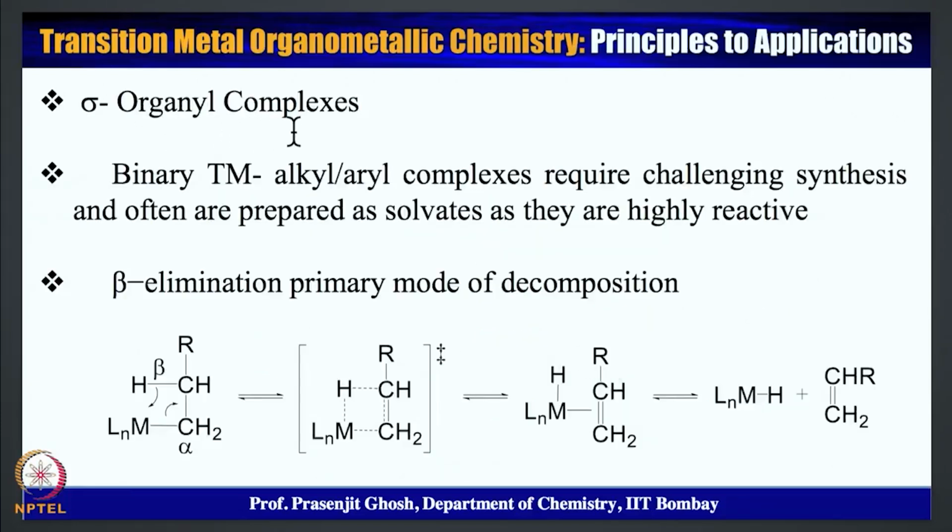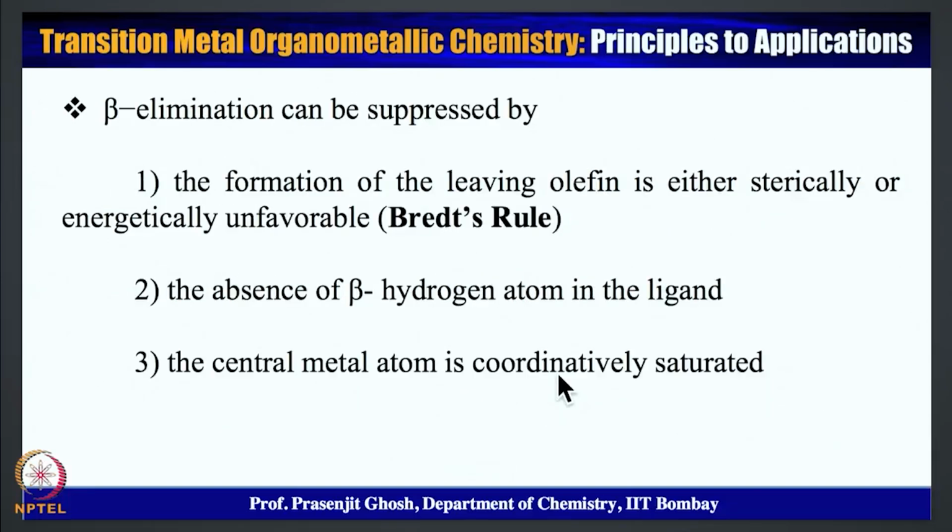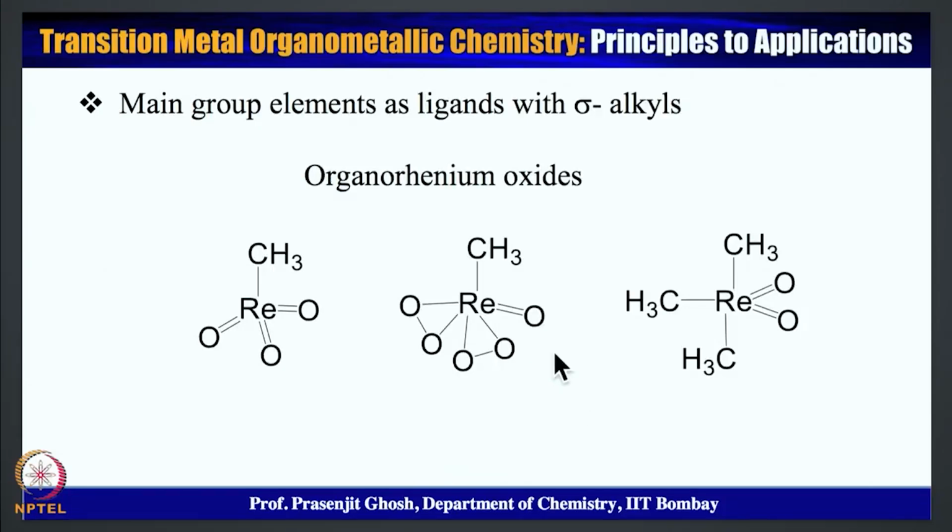Now, for sigma transition metal organo complexes, one phenomenon which is very common is beta elimination. Beta elimination is a primary mode of decomposition of these complexes, and we also looked at a discussion as to how to suppress the beta elimination, so that one can achieve very stable organometallic compounds, and for that we have looked into various strategies. For example, formation of an olefin that is either sterically or energetically unfavorable, which is Bredt's rule, then absence of beta hydrogen, or the central atom being coordinatively saturated. If all of these are put in place, then one can well stabilize transition metal complexes. We had seen that with examples.